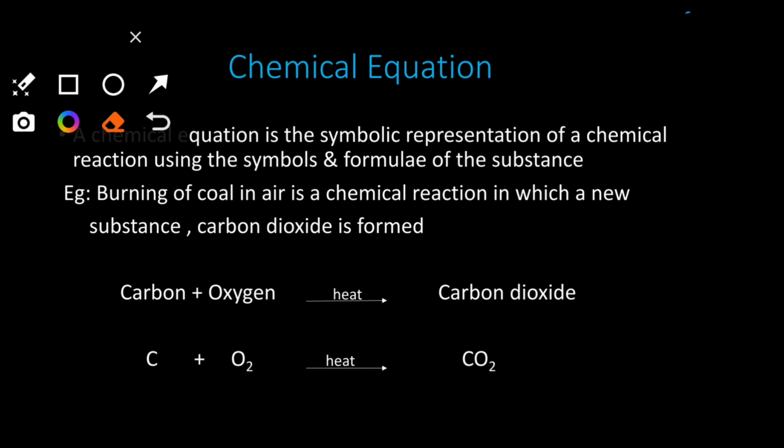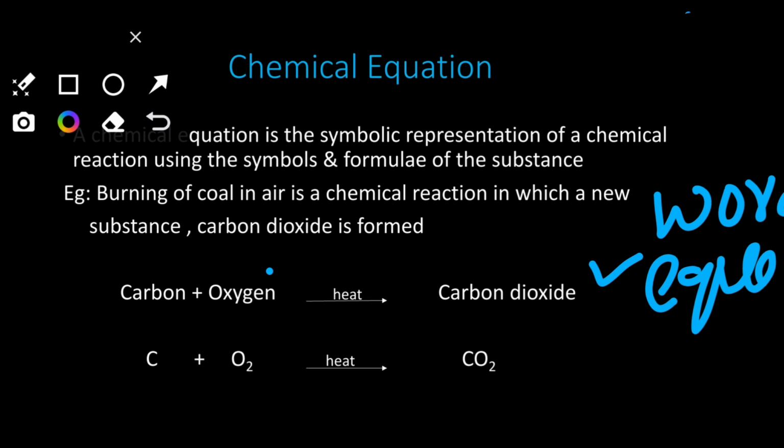So now you have understood what a chemical equation is. There are two types in which we can write a chemical equation. One is given here. We are using words to represent the equation, like carbon, here oxygen, you're going to get carbon dioxide. That is why we call it a word equation.